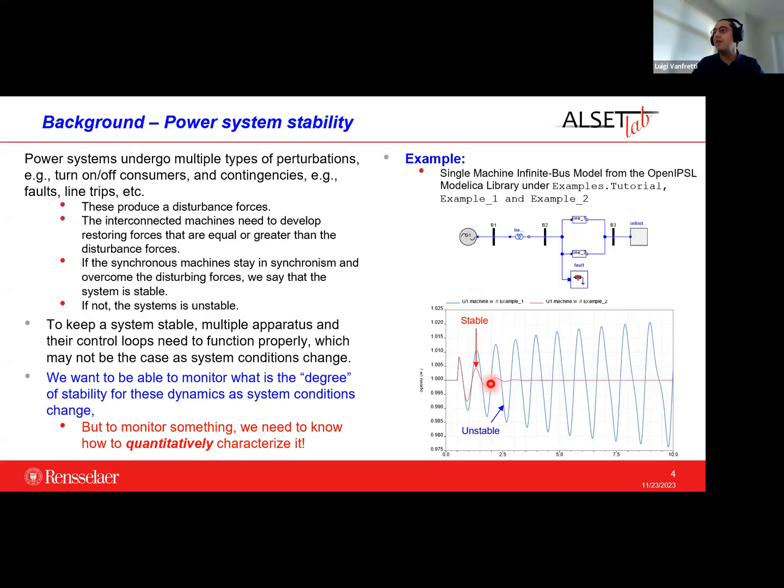As you see here, in this case, in the blue case, the power plant loses synchronism. So the speed goes, instead of staying at one, which means that it's synchronous with the remainder of the grid. After you apply the disturbance, this one grows and loses synchronism, while the other one keeps it.